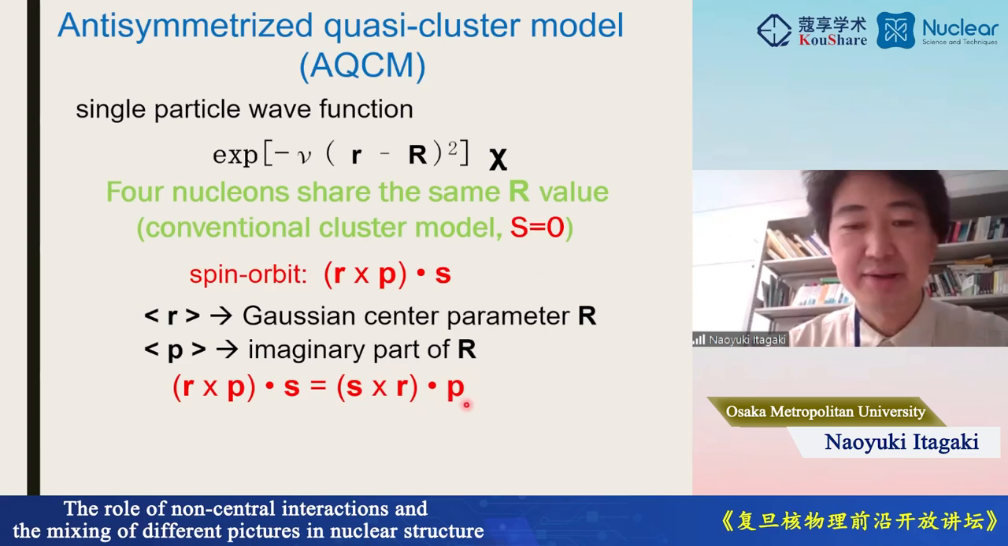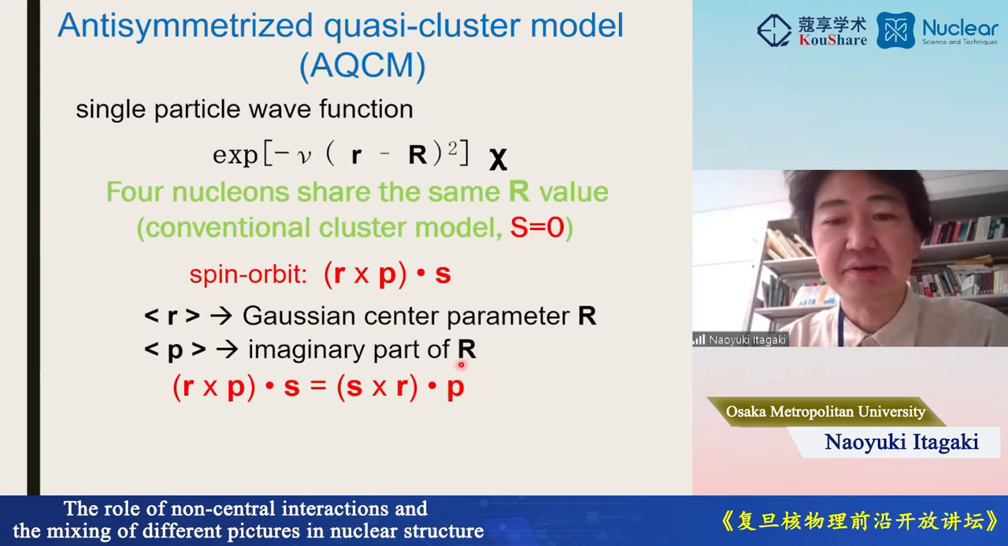And this P is related to the imaginary part, as I mentioned, the imaginary part of the Gaussian center parameter, R. So how can we give the imaginary part for this Gaussian center parameter? It should be the spin orientation vector product with the position. Then we can have the imaginary part like this. So that is our transformation.